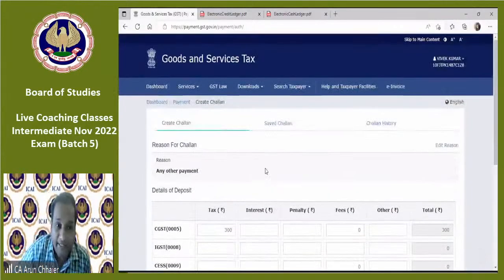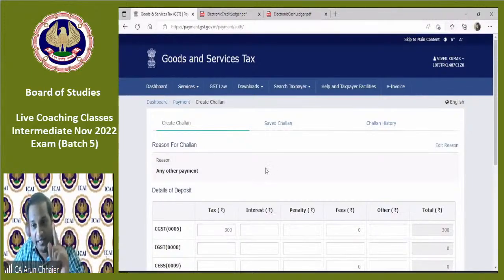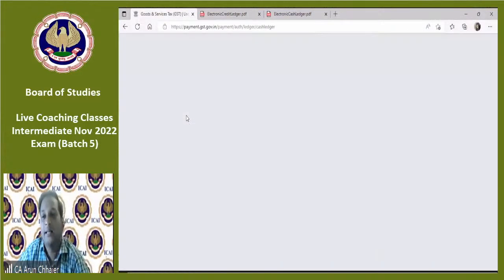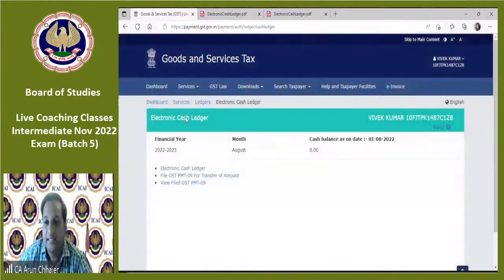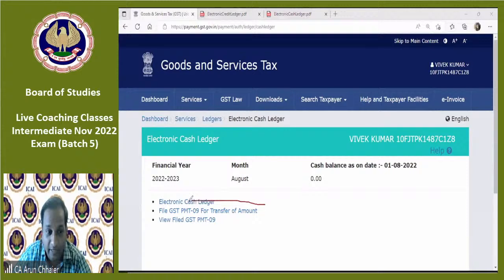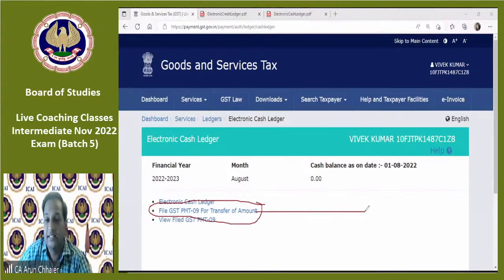Now the point is we are reading Section 49 Subsection 10. They are saying the amount available in the cash ledger can be transferred from one head to another head. See, I have clicked on the cash ledger and see, there is file GST PMT-09 for transfer of the payment. This is Section 49 Subsection 10.